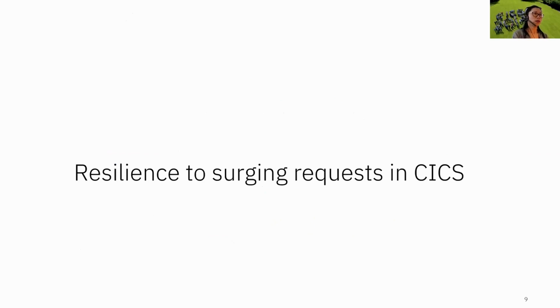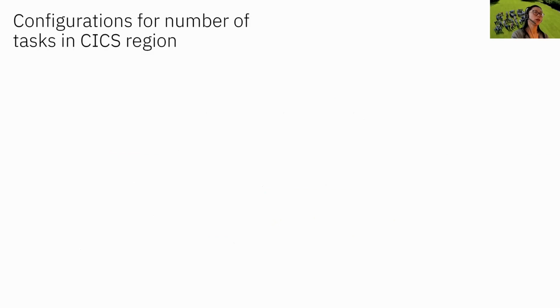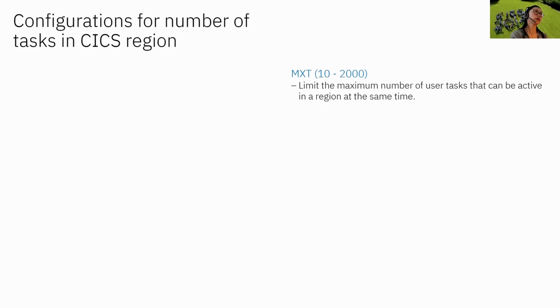The first one I'm going to show you is about surging requests in CICS, and how CICS TS 6.2 has been enhanced to handle that. You may know the configuration of the number of tasks in a CICS region. The first and foremost is max task.